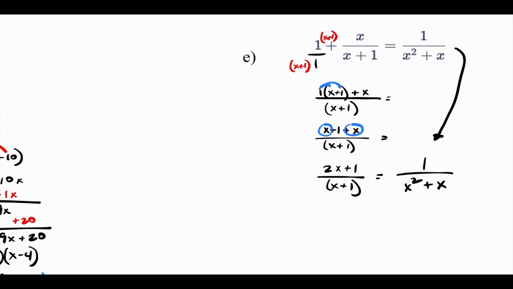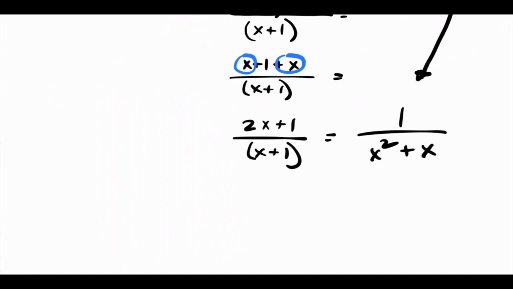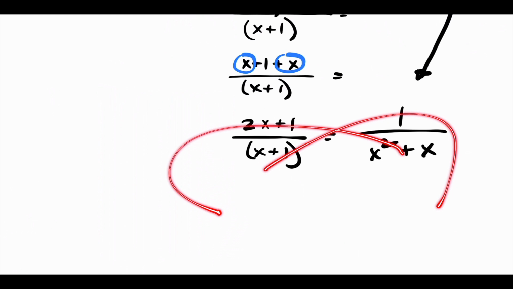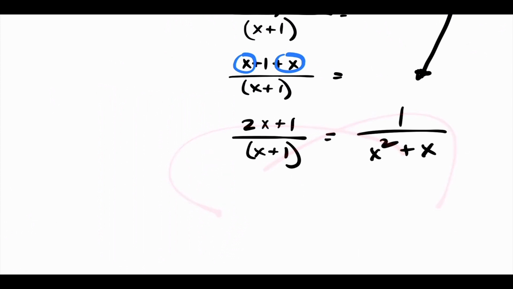Right? They're not the same denominator. One is x plus 1, one has an x squared plus x. So again, could you use cross multiplication? Yes, that would work. But since we've been doing it one way, let's keep it that way.